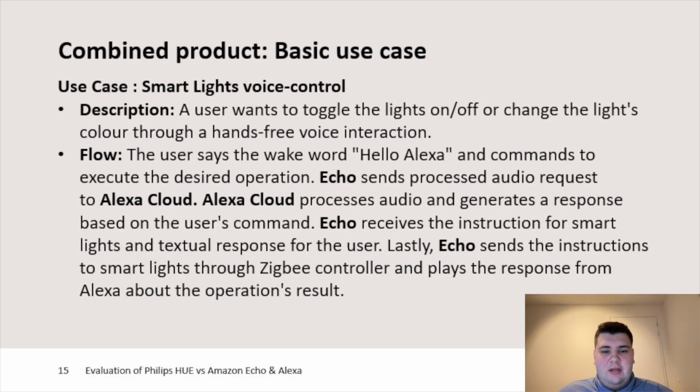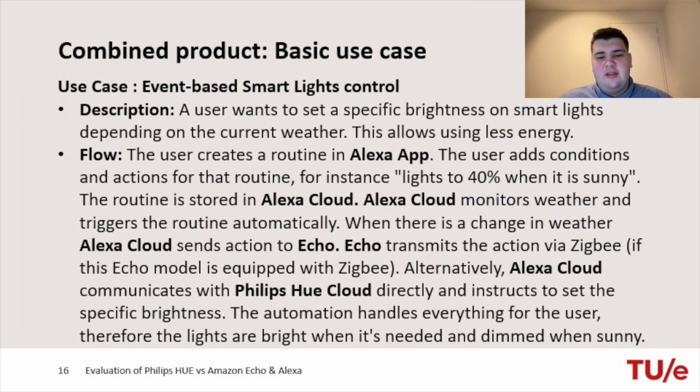That's it. The other use case can be that the user wants to set a specific brightness on the smart lights depending on the current weather. Then the user needs to create a routine in the Alexa app with some rules and conditions, when and what the intensity should be. The Alexa app stores it in Alexa Cloud.